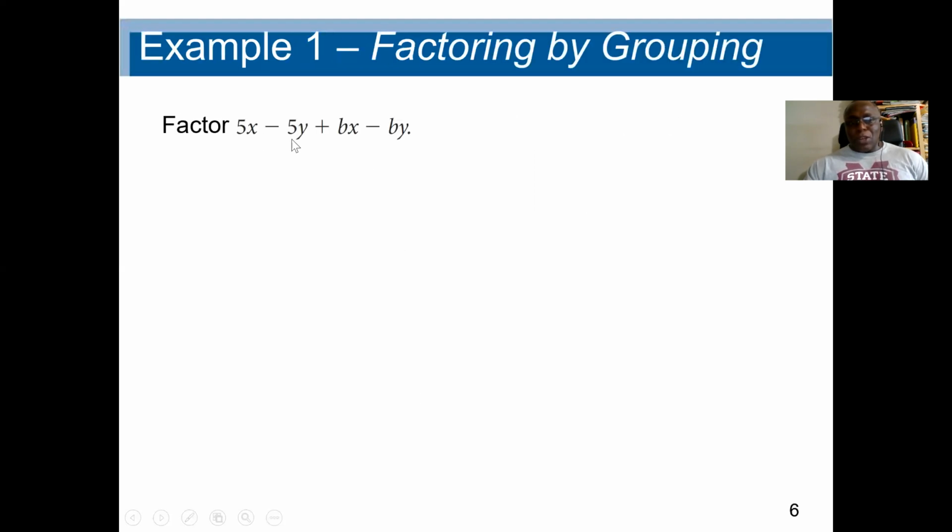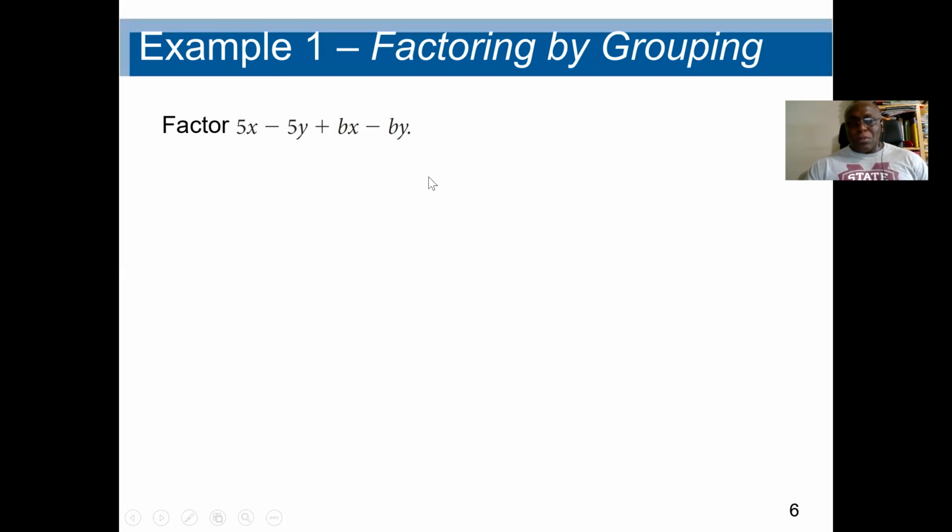Now, factoring by grouping, this is an example. We have 5x minus 5y plus bx minus by. Again, 5x minus 5y plus bx minus by. In this case, I can't do a common factor because I have four terms here, and there's no factor that is common among all the four terms. But I can see that I have 5x minus 5y. There's a common factor here, which is 5. I have bx minus by. There's a common factor here, which is b. So in this case, we can factor by grouping.